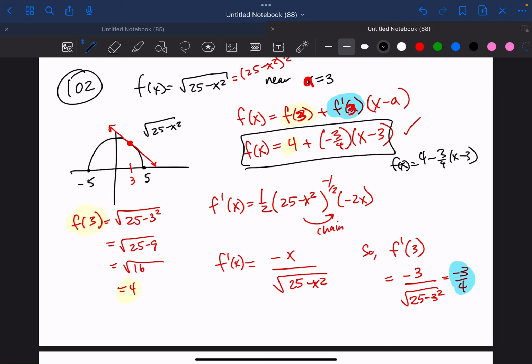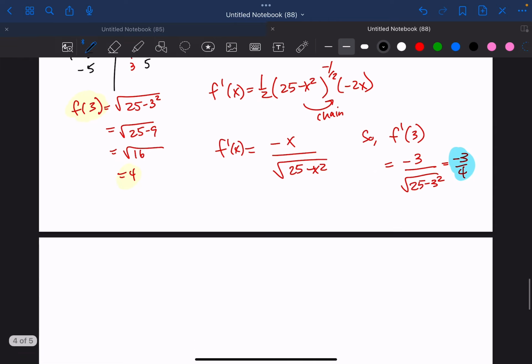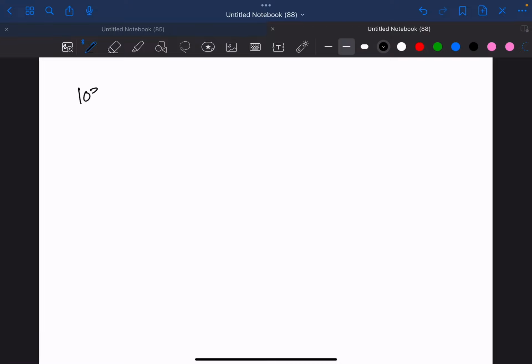So now let's look at 103. Again, it wants us to find the linearization of f of x equals the cube root of 1 plus 3x at a equals 0, and state the corresponding linear approximation and use it to give an appropriate value for the cube root of 1.03.